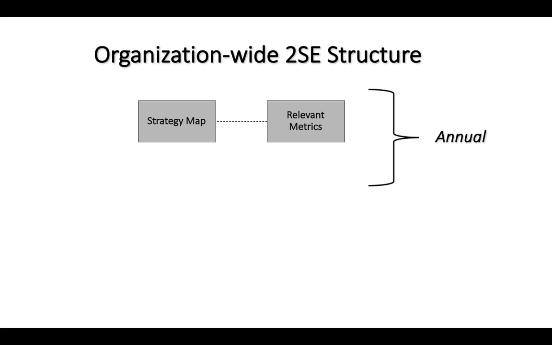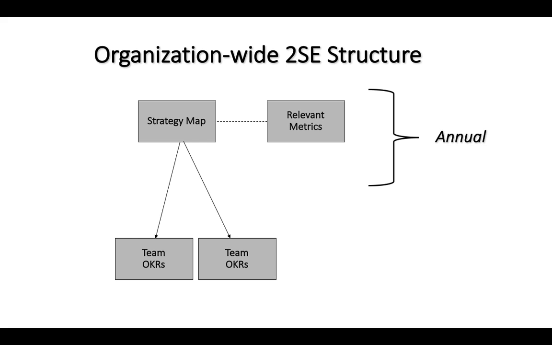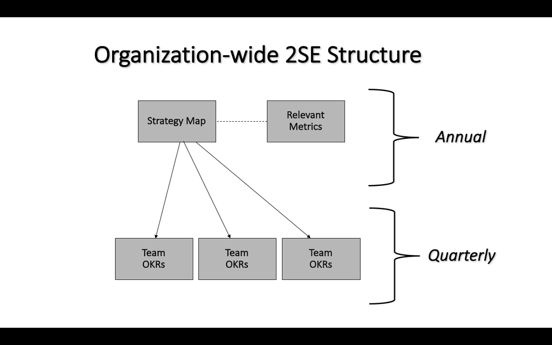And note that the strategy mapping, which is done at the executive level, is usually conducted on an annual basis. And from that strategy map, we can now begin to build our team OKRs. And OKRs are prepared and reviewed on a quarterly basis. And it is this dual cadence, these two speeds, if you will, annual and quarterly, that are at the heart of 2SE, TwoSpeed Execution. Okay, now let's walk through an example where we will take an objective from a strategy map and create an OKR for it.